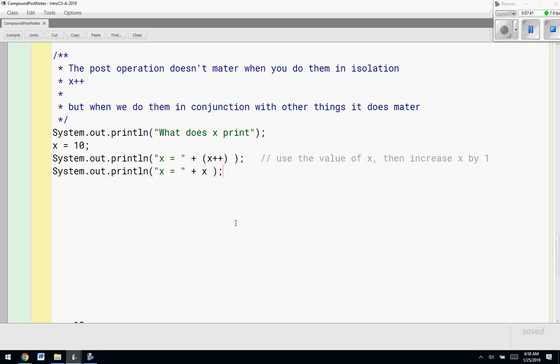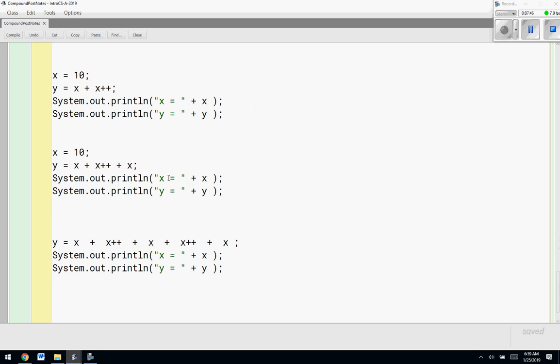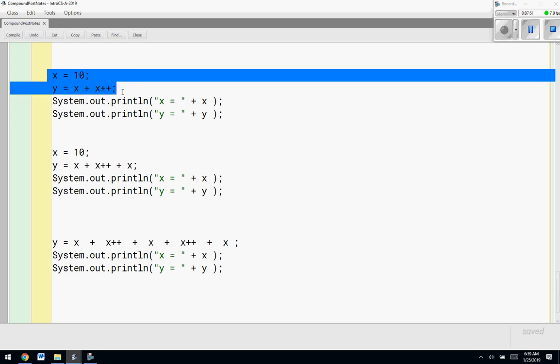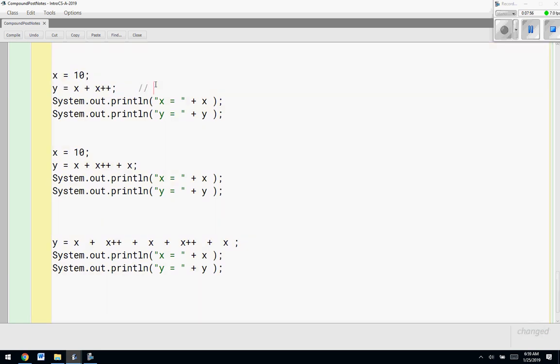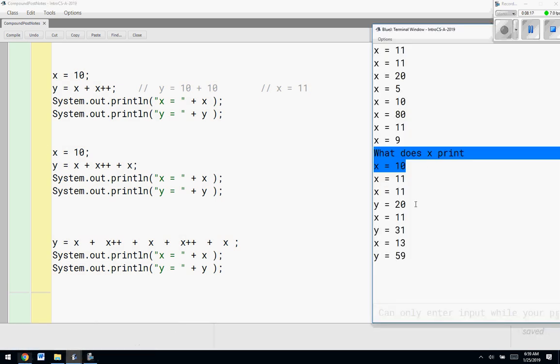So look at this line of code. I said x equals 10. I set y equal to x plus x plus plus. So what's going to happen is y is going to equal the current value of x plus the current value of x. So y is going to be 20. But after it uses its current value of x here, when it says x plus plus, it's going to increase its value. So x is going to be equal to 11. There it is. x equals 11, y equals 20.